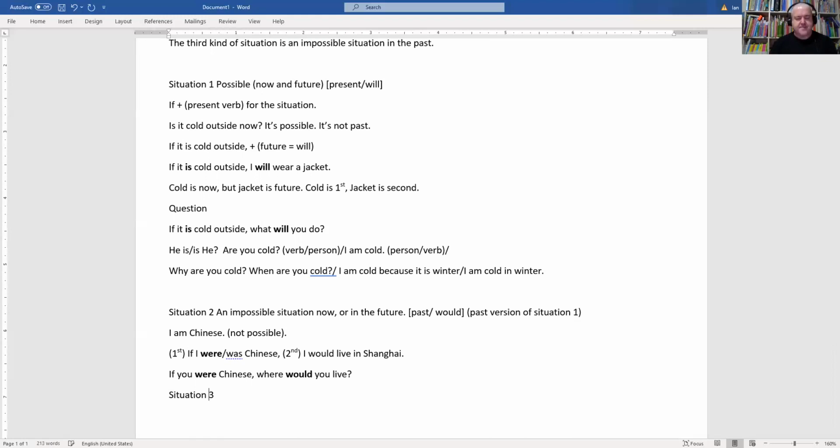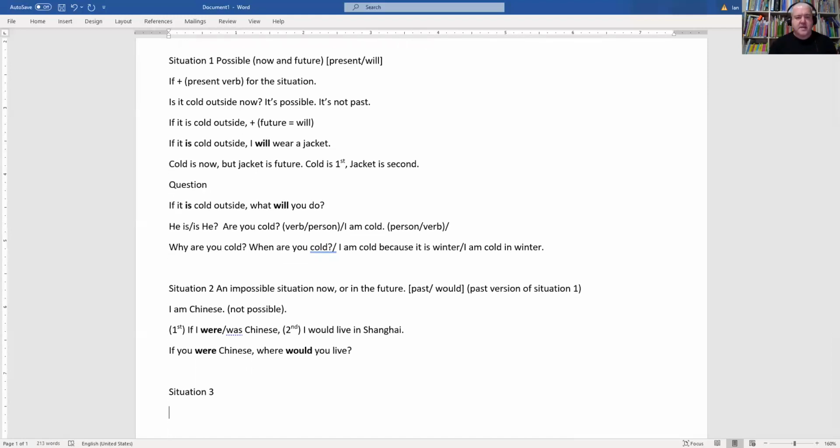Situation three. Situation three is talking about an impossible situation in the past. That's an impossible situation in the past. So this is what we call third conditional. Now third conditional is difficult.